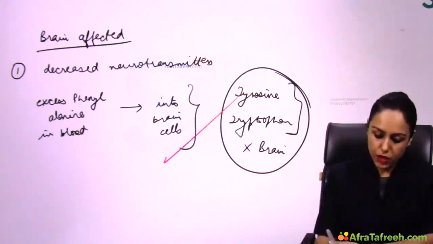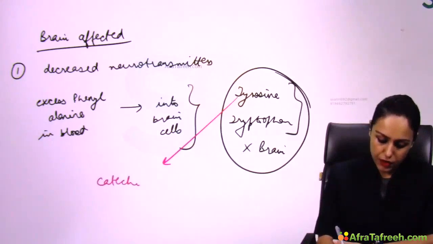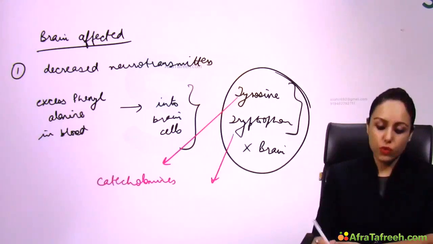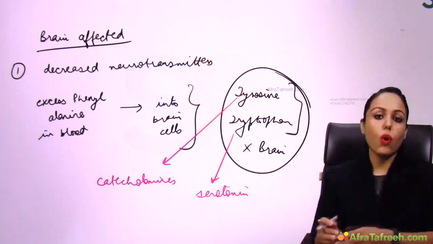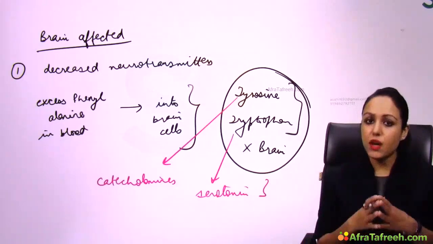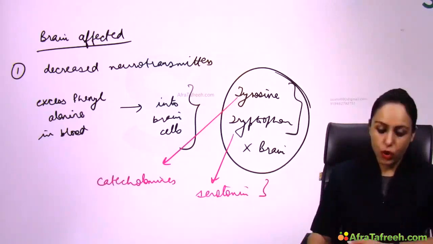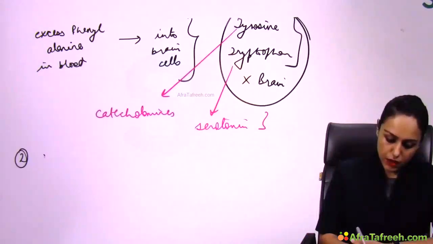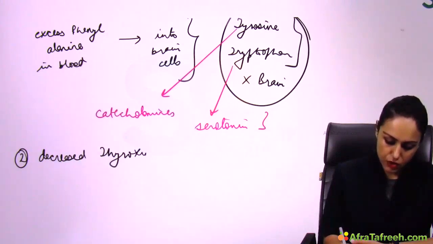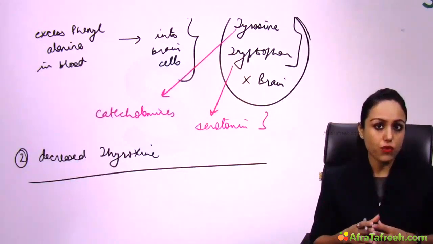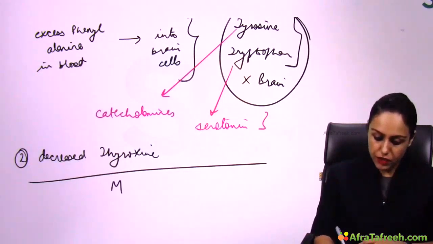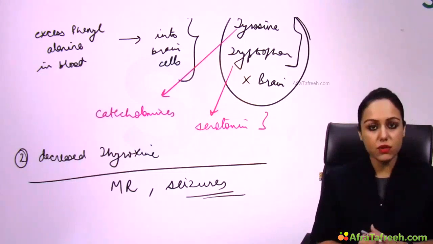You know that tyrosine will form catecholamines, so they will be decreased. You know that tryptophan will form serotonin. So all these neurotransmitters are decreased in the brain. Also, there is decreased thyroxine. So decreased thyroxine in these patients. So because of these reasons, the brain is affected in these patients of phenylketonuria, and that's why these patients have mental retardation. These patients will also be having seizures, right?